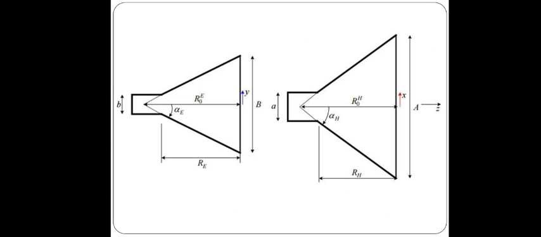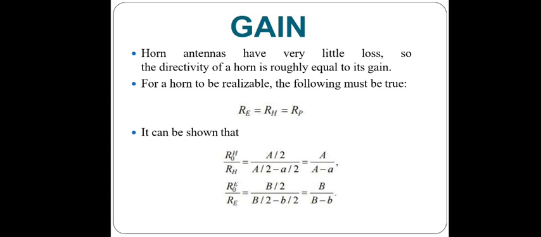So the apertures are capital A and capital B, and the mouth sizes are small a and small b. Therefore, for the H sectorial, the mouth size is small a and the aperture size is capital A. And for the E sectorial, small b is the mouth size and the aperture size is capital B. So we consider RE and RH, with the relations A by (A minus a) and B by (B minus b) respectively.